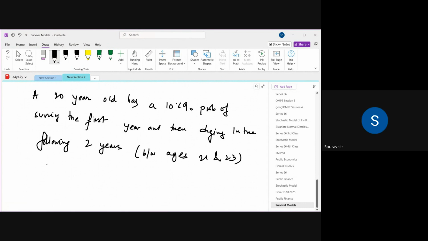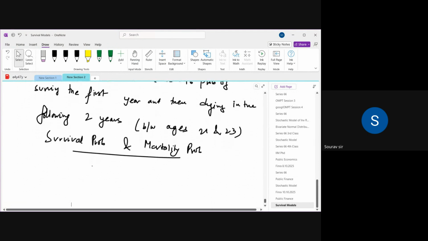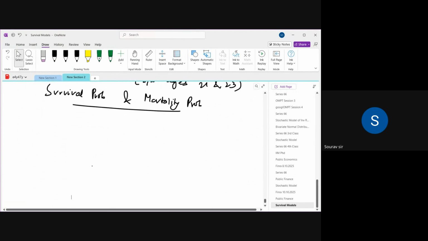Next, survival probability and mortality probability. Here you will understand how to calculate the multi-year survival and mortality probability when the survival function is explicitly given. So here we are being given S(x) equals 1 over x. What we have to find out?